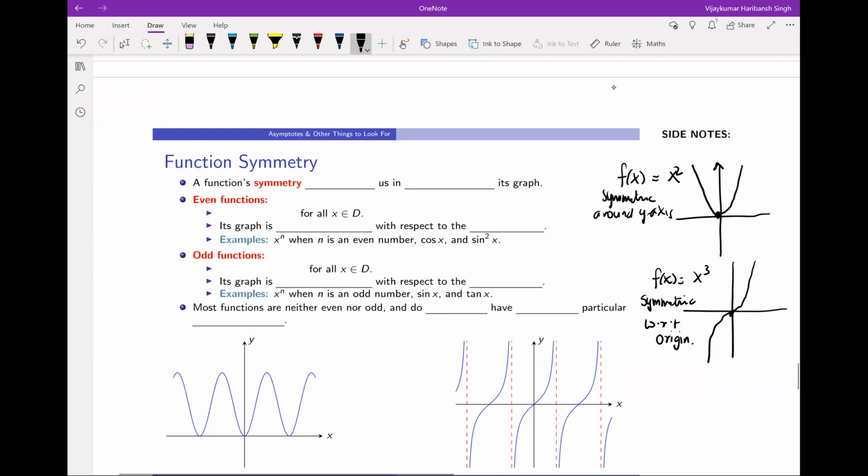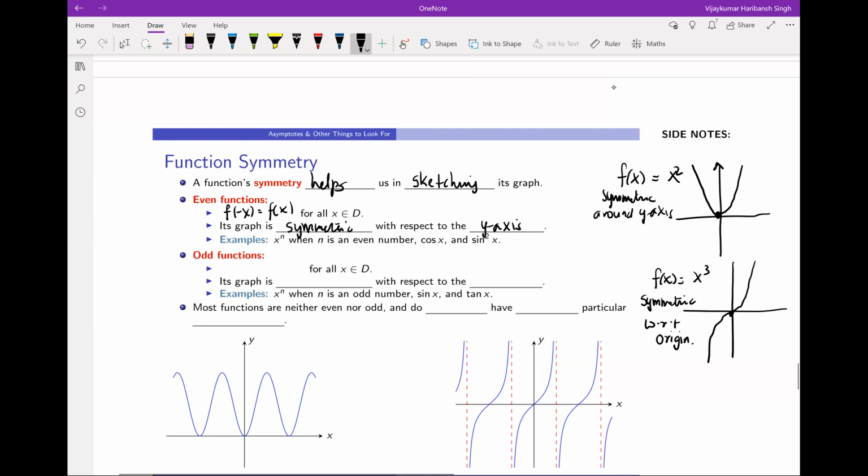Okay, so this is how odd and even functions work out. So function symmetry helps us in sketching its graph. So even function means f of minus x equals f of x. So its graph is symmetric with respect to the y-axis. So whenever x to the power n is an even number, we get an even function, or cosine is an even function, or sine to the power of any even number is also an even function.